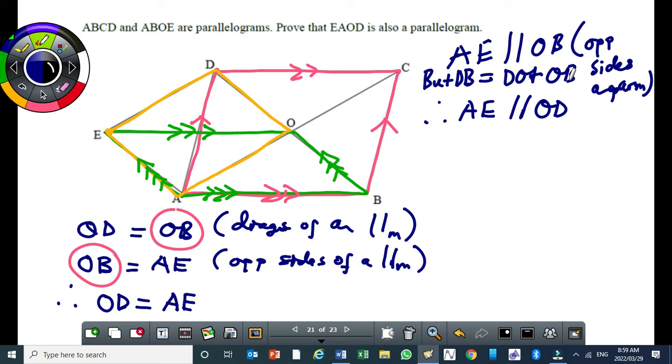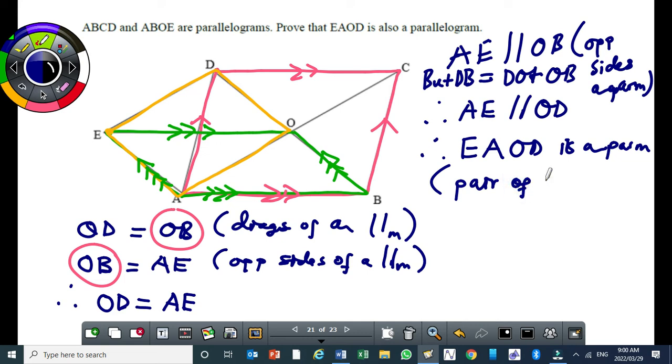It's the same thing. So I can now say, therefore, since I got the pair being equal here, they are parallel there. It means I can say, therefore, EAOD is a parallelogram. Right? My reason will be pair of opposite sides equal and parallel.